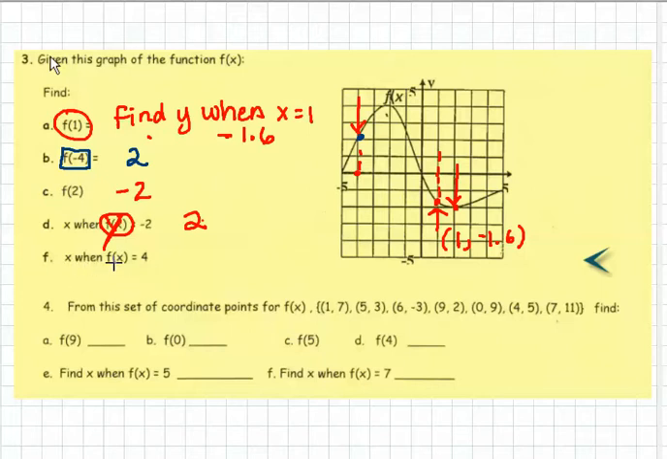Now find x when, think of that as a y, find x when y is 4. So when y is 4, I go 1, 2, 3, 4, right there. I'm going to go with negative 2.